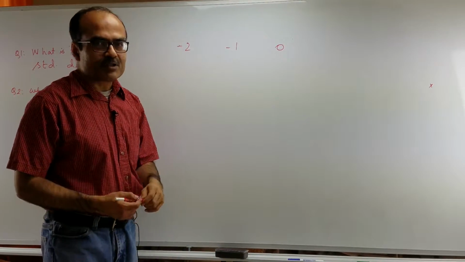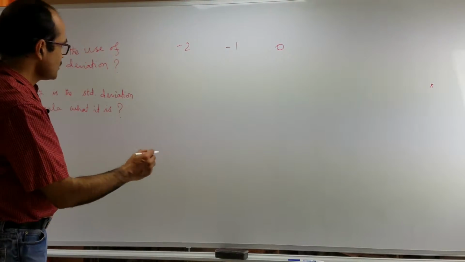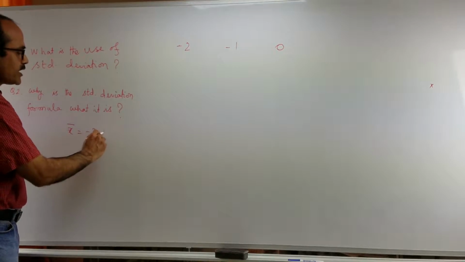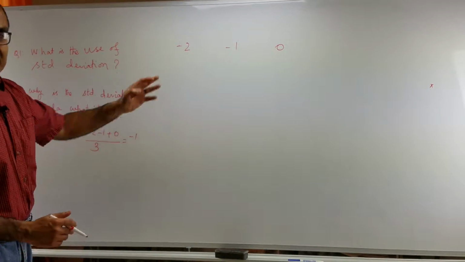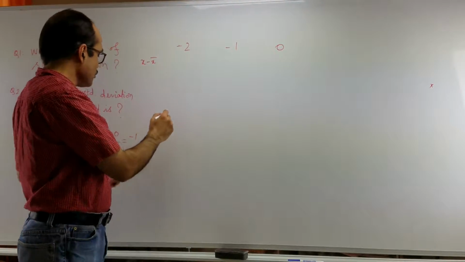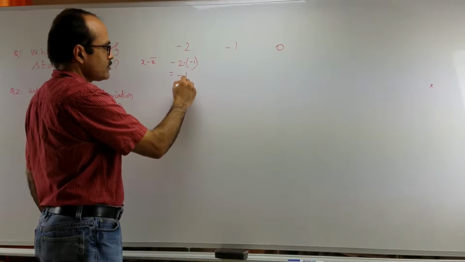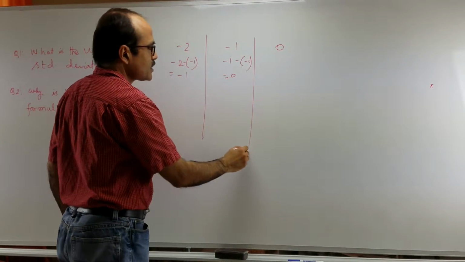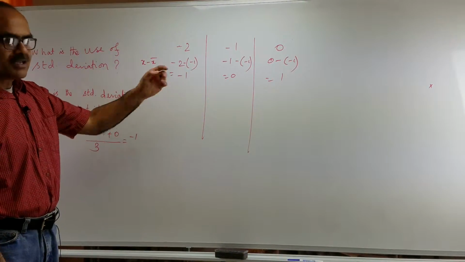So, let us take up one example here. Suppose we want to find the standard deviation of this set of data. First, you have to calculate the mean. So, mean is equal to (-2 -1 + 0) over 3, which is equal to -1. Then we calculate the deviation about the mean. So, it is -2 minus -1, which is equal to -1, and -1 minus -1, which is equal to 0, and then 0 minus -1, which is equal to +1. So, that is the deviation about the mean.